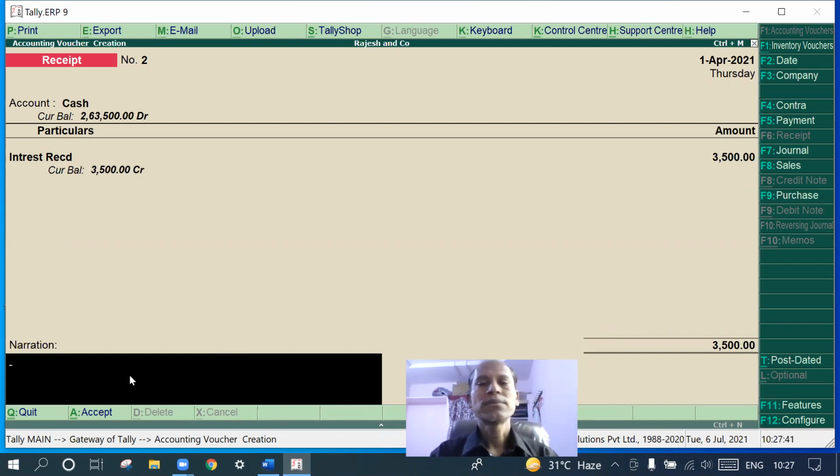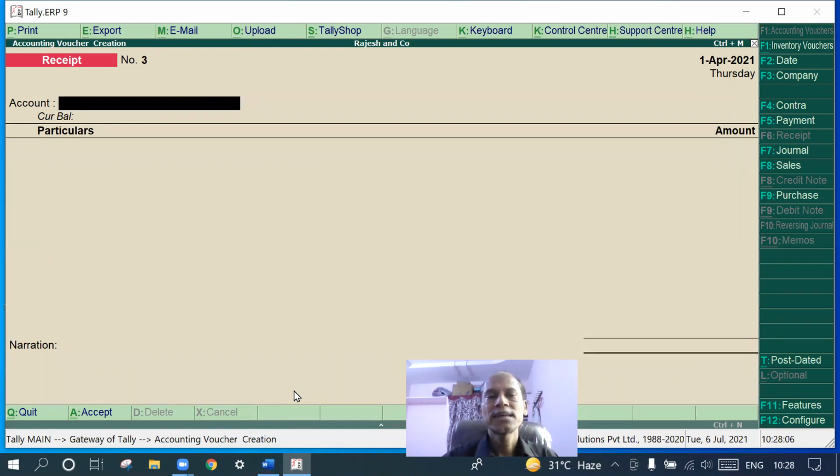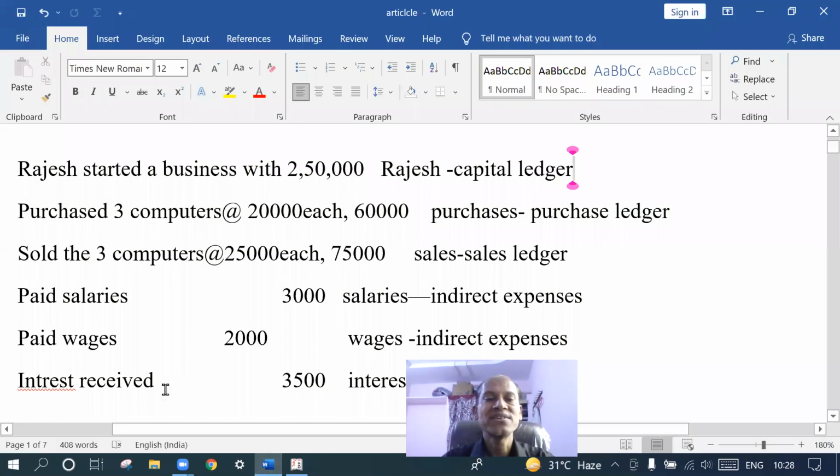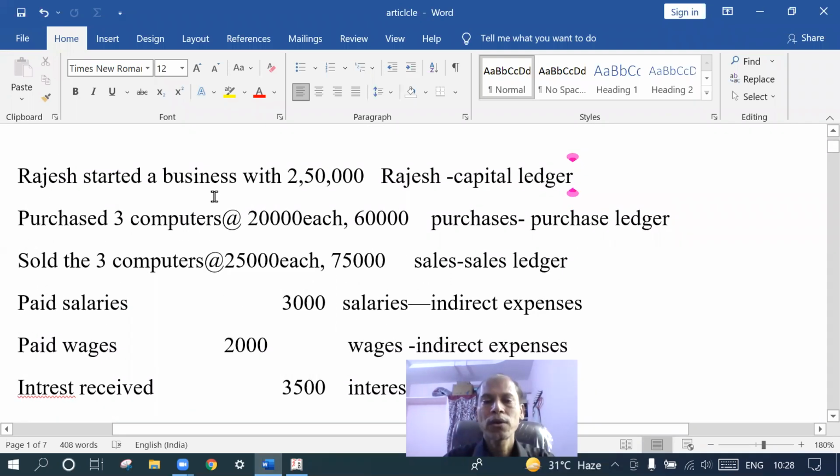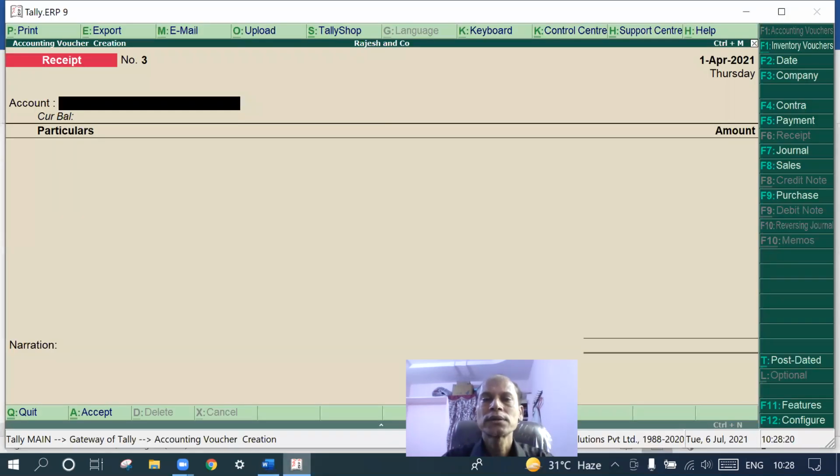So at last it is being written. So what is this? Interest, being the interest received. Yes. And enter. Yes. Accept. Yes, sir. So now all the transactions, all the vouchers are entered. Interest received 3,500. So now the total problem is forward. Okay. So we shall see the reports.